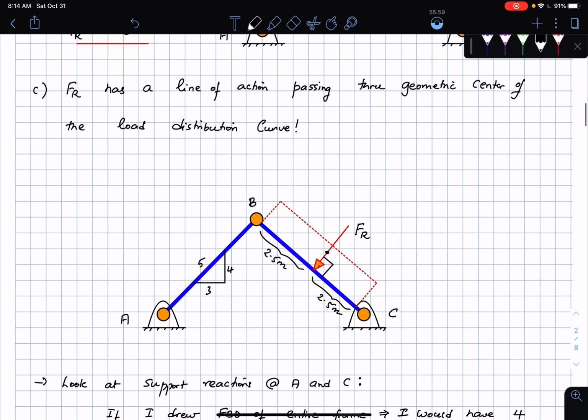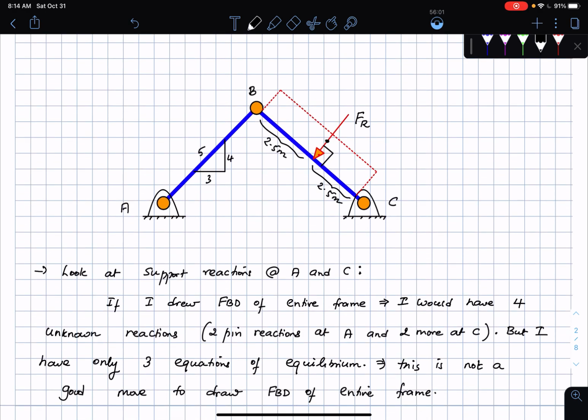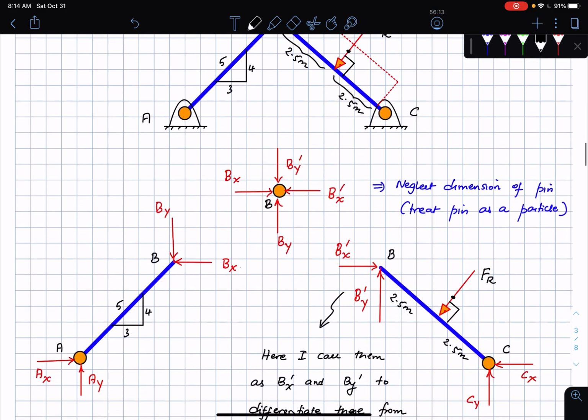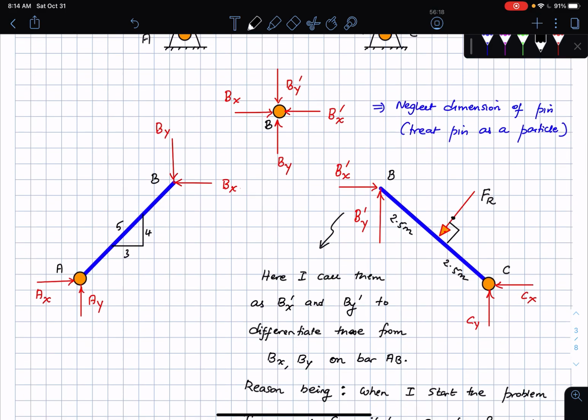Then what do I do after this? I don't know what to do because I can't draw the free body diagram of the entire frame. It is not a useful exercise because I am then stuck with 4 unknowns, 2 at A and 2 at C. I have only 3 equations of equilibrium, so I cannot find all my unknown quantities. Which means that I just break them apart in the following manner. Once I break them apart, each of them is individually in static equilibrium.